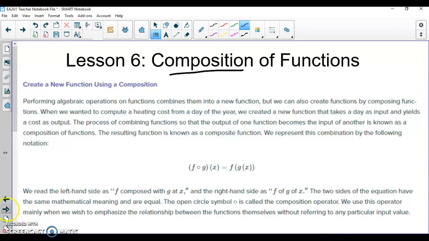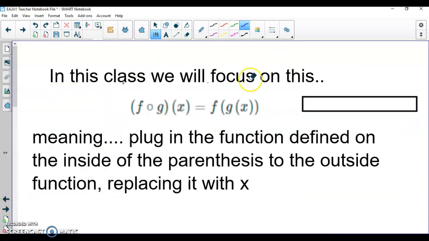For this class, here's how we're going to focus. In this class, we will focus on this. Go ahead and write this down. Pause the video, take a minute to write this down, and when you do, unpause it.